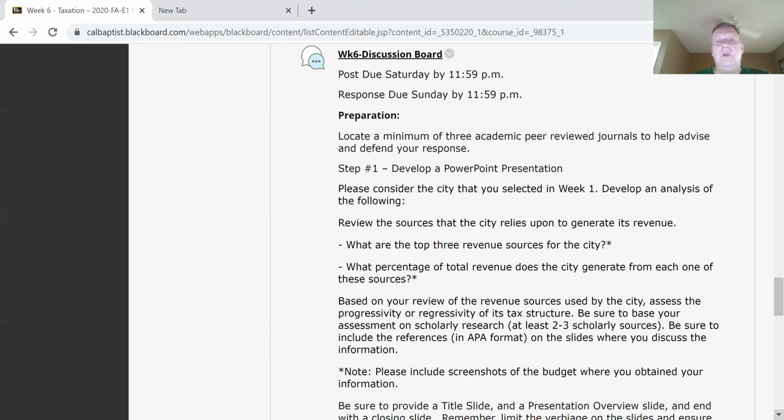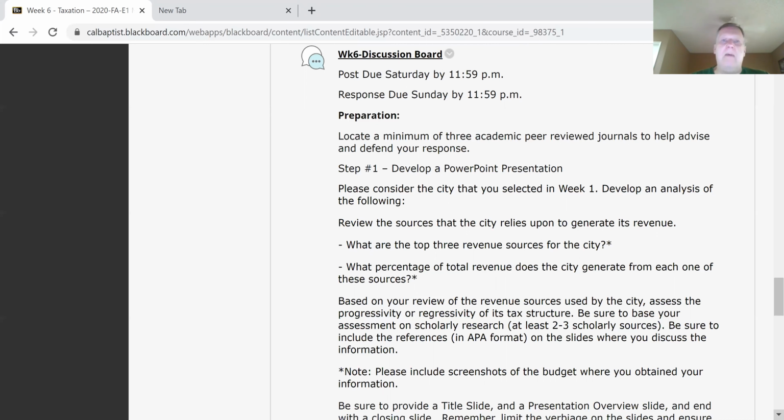and then turn your attention to the progressivity or regressivity of the tax structure. So based upon the types of taxes that your city is using, how regressive or how progressive do you think their tax structure is? And give me some justification for that, including a couple, 2 or 3 scholarly resources would certainly help support that part of your presentation.